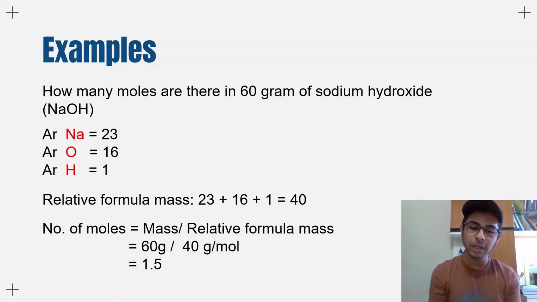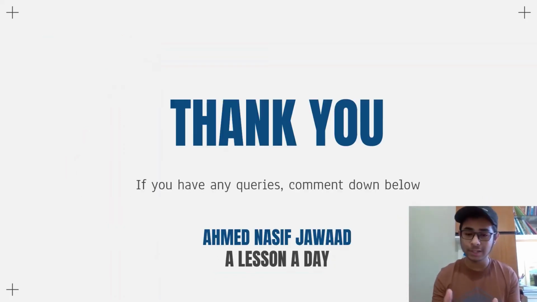Now input the formula. Number of moles equals mass divided by the relative formula mass. We know the mass is 60 grams as given in the question. We have found out the relative formula mass, 40. So 60 grams divided by 40 grams per mole, and then we get 1.5. So there are 1.5 moles in 60 grams of sodium hydroxide. That is how we find the number of moles in a compound. I hope that explanation was clear.